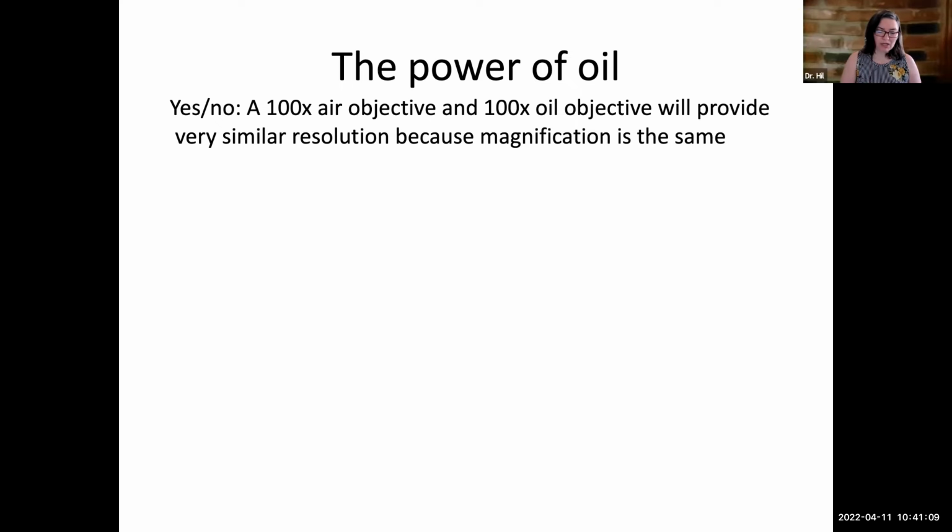So based on your reading and your viewing of the lectures, maybe your prior knowledge, what do you think about this question? A 100x air objective, so it magnifies things 100 times. So if there was like a 10x ocular, it would be 1,000 times total magnification. So 100x air objective and a 100x oil objective provide very similar resolution because the magnification is the same. Is this true or false, or yes or no? What do you think?